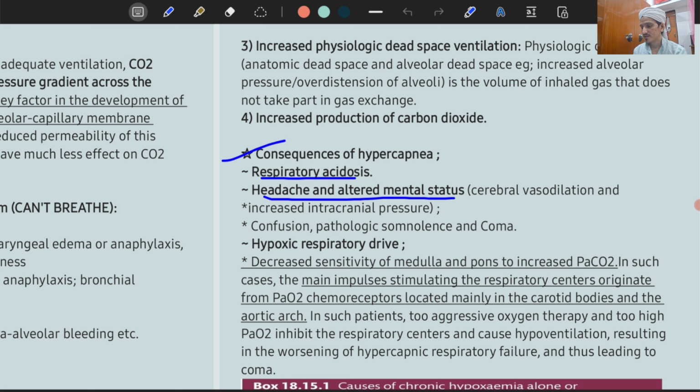When there is cerebral vasodilation, what are the symptoms? There will be confusion. There will be increased pathologic somnolence; the patient will prefer to sleep. And there can be coma if it is severe.